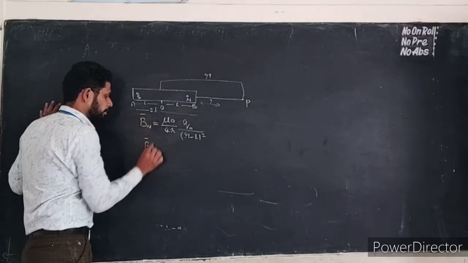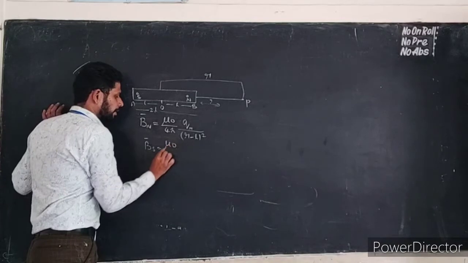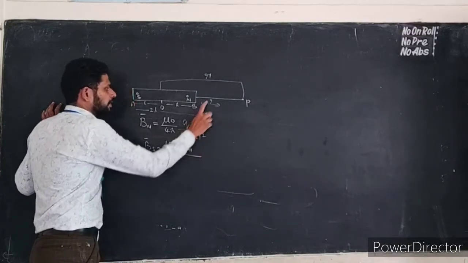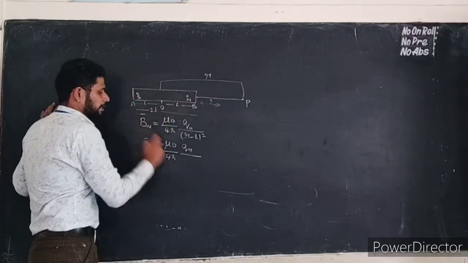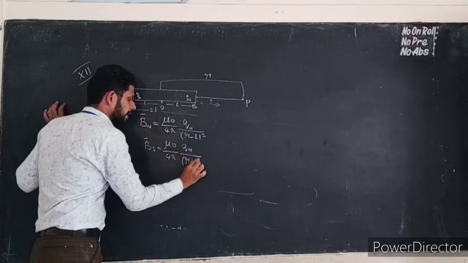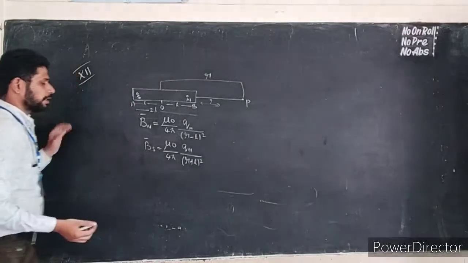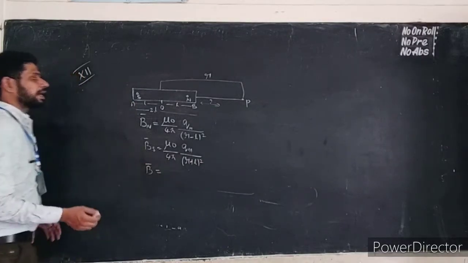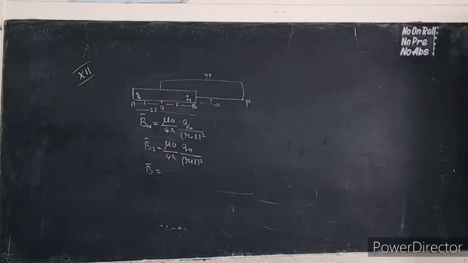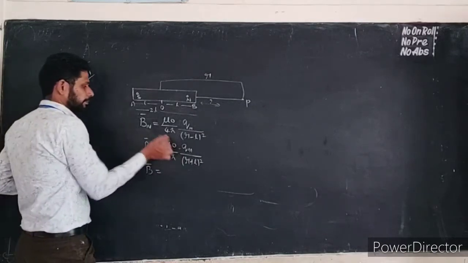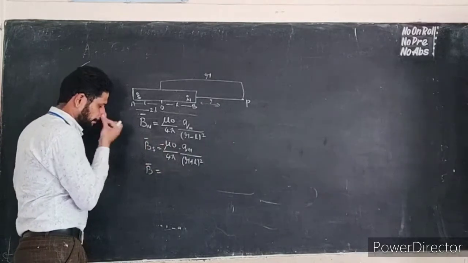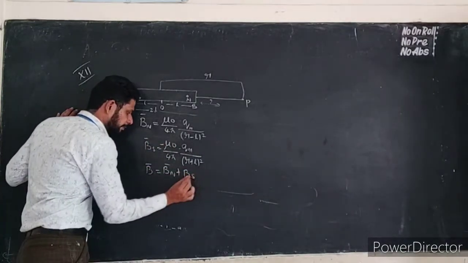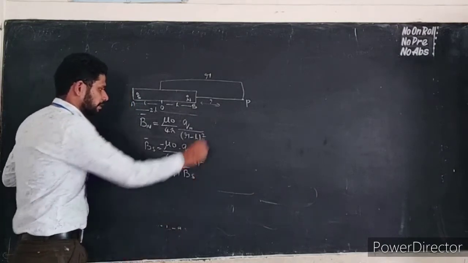So the magnetic field due to the south pole is mu naught by 4 pi Qm, with the total distance r plus l, so it will become (r plus l) whole square. Now, what is the total magnetic field? The field due to the north pole, we have to take as negative. The total magnetic field will be B_N plus B_S.